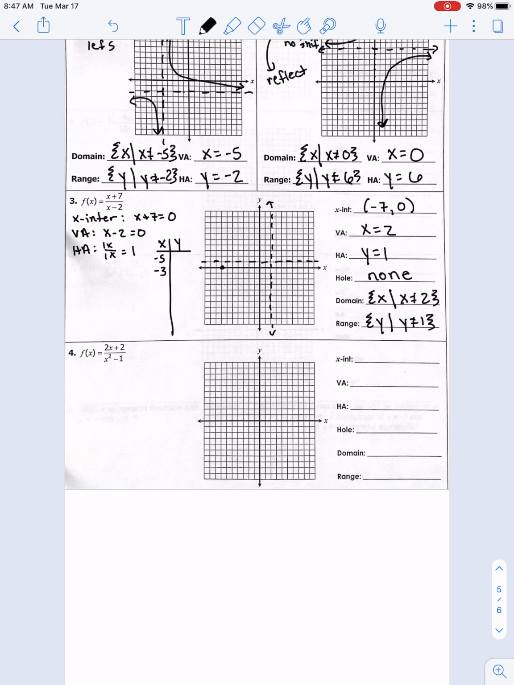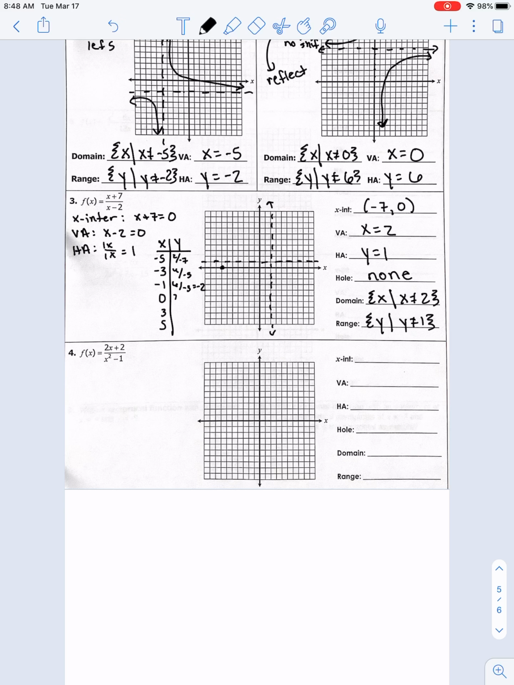-5, -3, -1, 0, 3, 5. Okay, if we plug in -5, we get 2 over -7. -3, we get 4 over -5. -1, we get 6 over -3, which is -2.